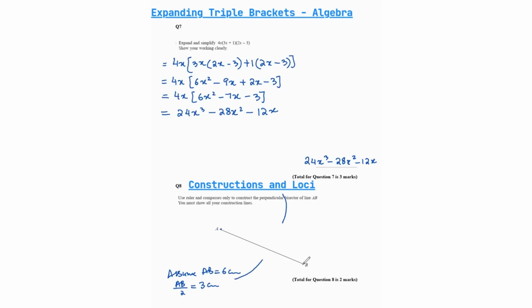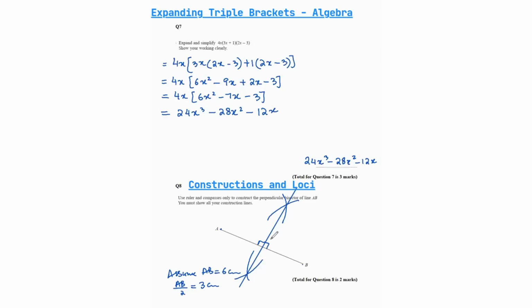Similarly, we put the compass on point B with the same length, that's 3.5 open, and we draw an arc above the line and below the line. So you would get something similar like this. And once you've drawn those arcs, you connect them by a straight line. And this straight line will be your perpendicular bisector.